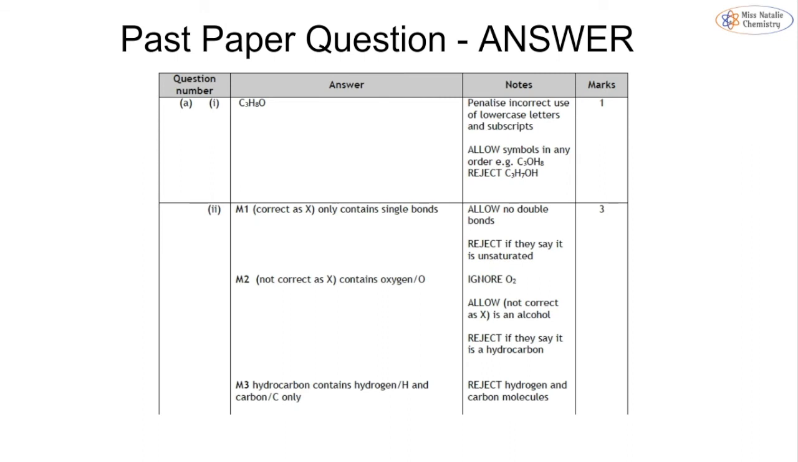And there you can see in the mark scheme, we're rejecting our C3H7OH, and for our mark point 3, we're actually specifying that a hydrocarbon contains only hydrogen and carbon.